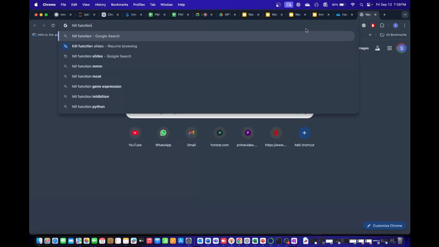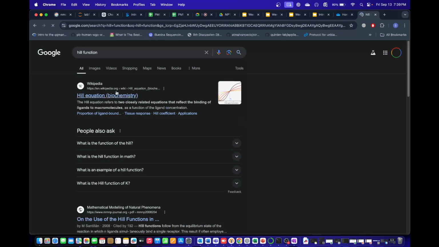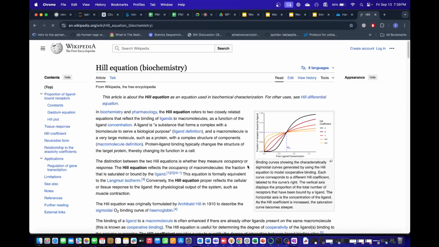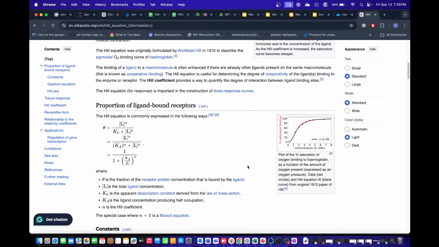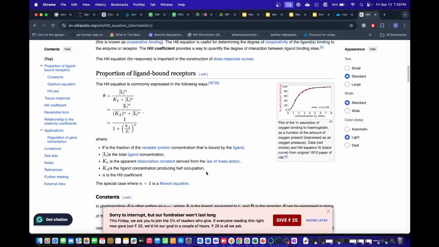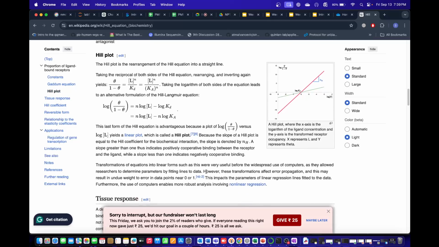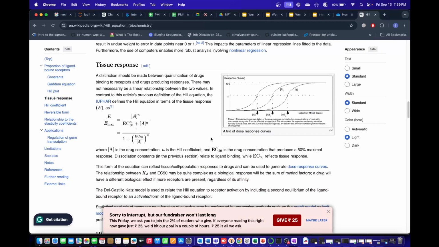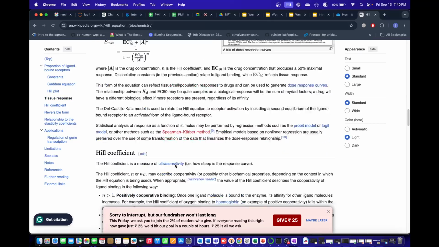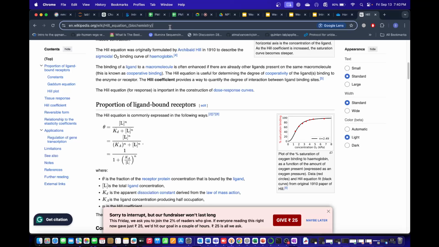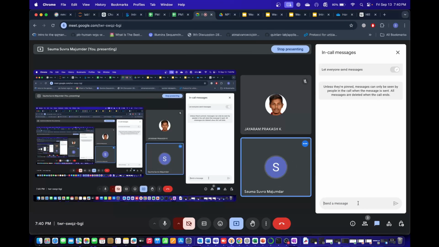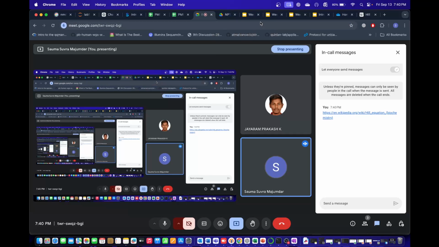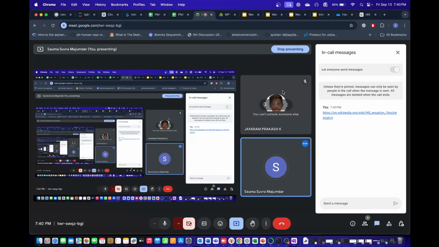the Wikipedia page is actually pretty good. I was going through the Hill function page here. They have explained it pretty well, what is what and how everything changes. There's one example as well for tissue response. So you can take a look at this page if you are facing any difficulties. This explains it very well. The Wikipedia page is pretty good for this actually.